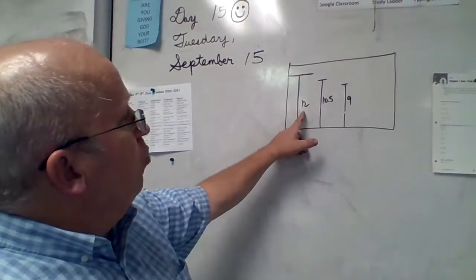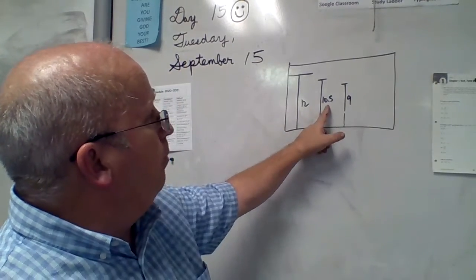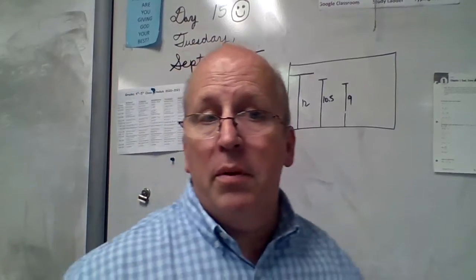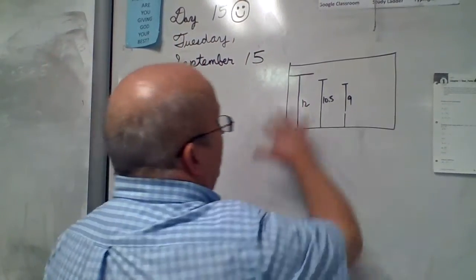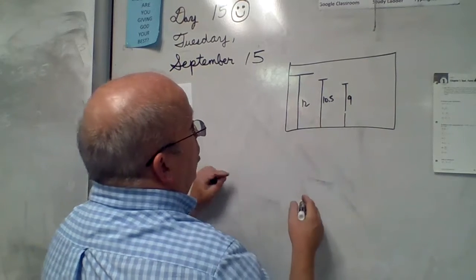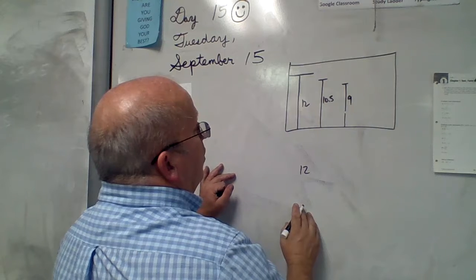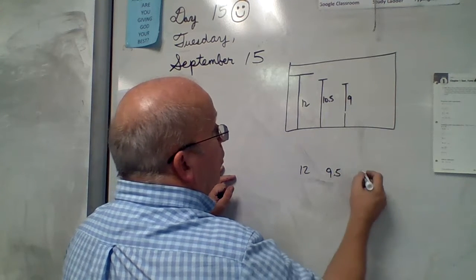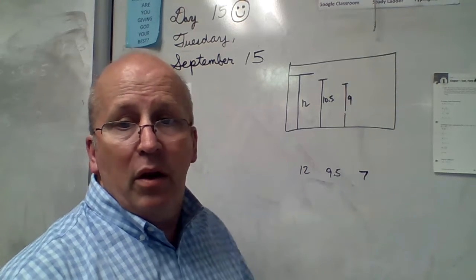Can you subtract 12 minus 10.5? Or can you subtract 10.5 minus 9? If so, maybe you'll be able to find what the pattern is. For example, what if instead of these numbers, you saw these numbers instead? 12, and then the second number was 9.5, and then the third number was the number 7. What pattern is happening there?